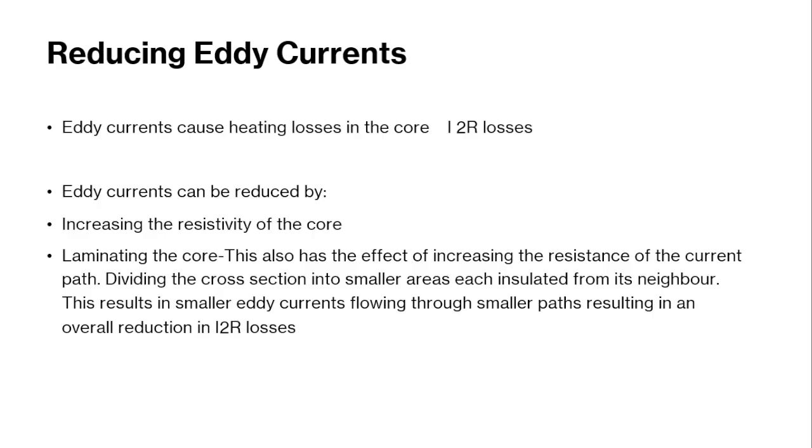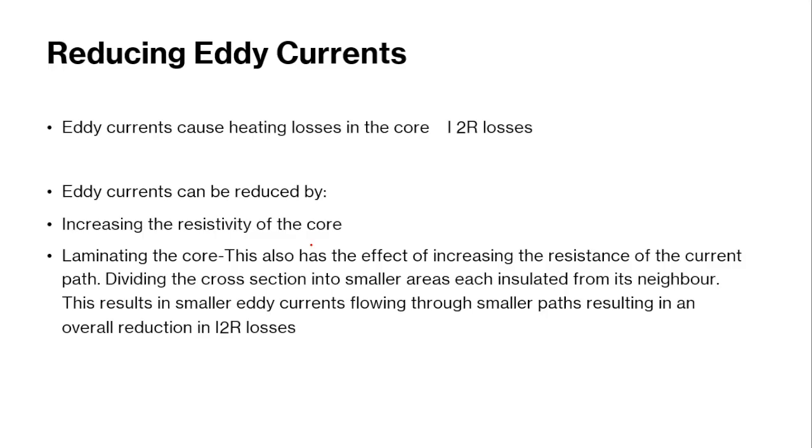I can read that. Reducing eddy currents: we have two main ways. The eddy currents give way to I squared R losses, which is just heat. So the first way is to increase the resistivity of the core. Remember, it's circulating current, and if you have circulating currents, the best way to reduce current is by increasing the resistance, so in the material, increasing the resistivity of the core.